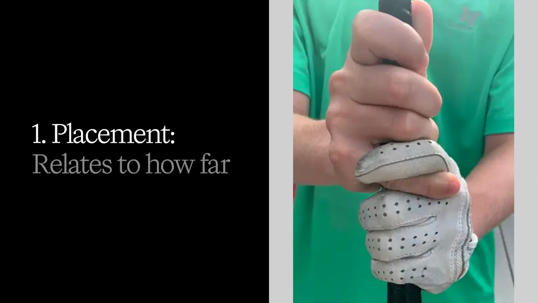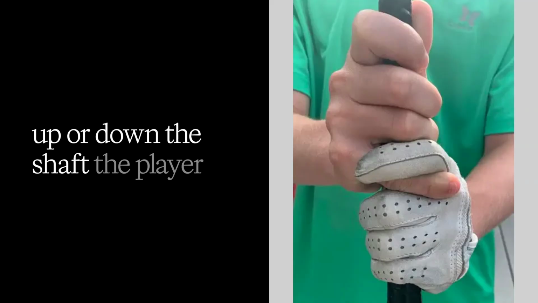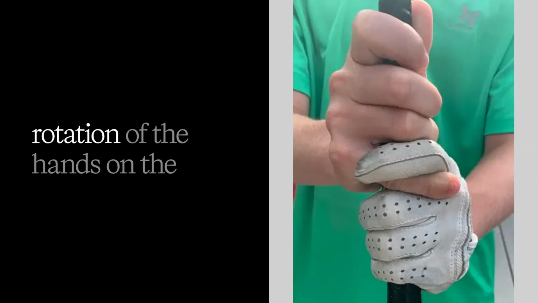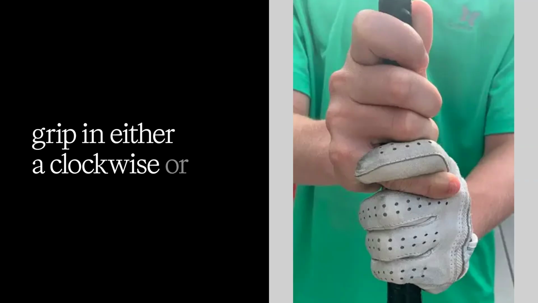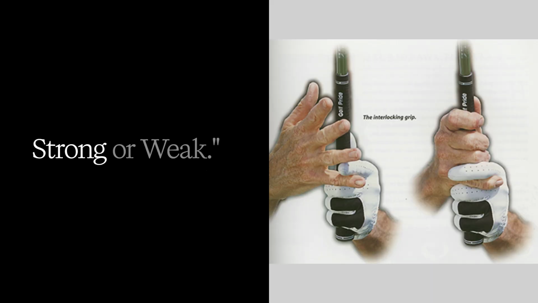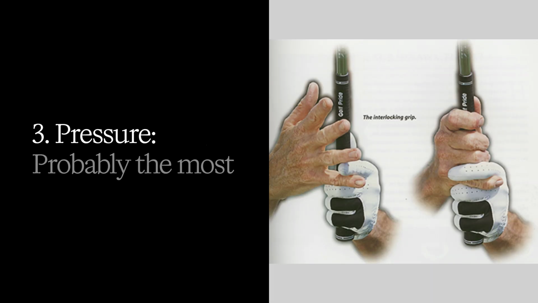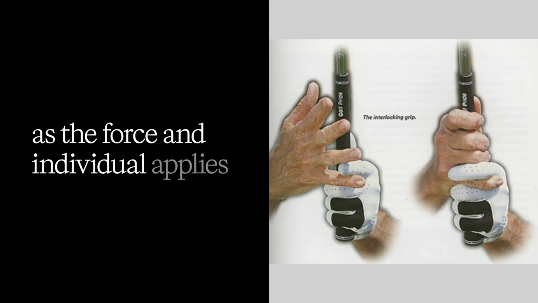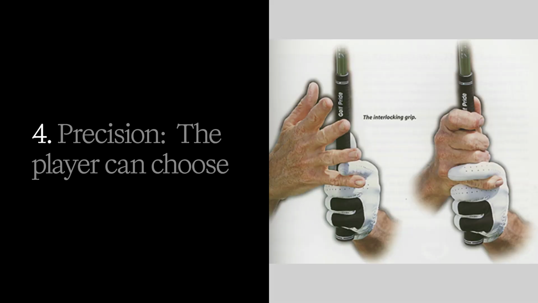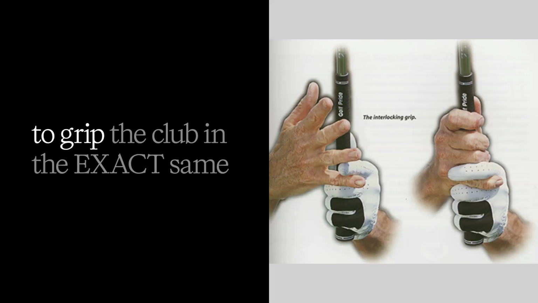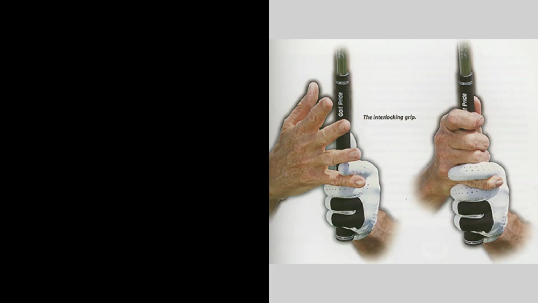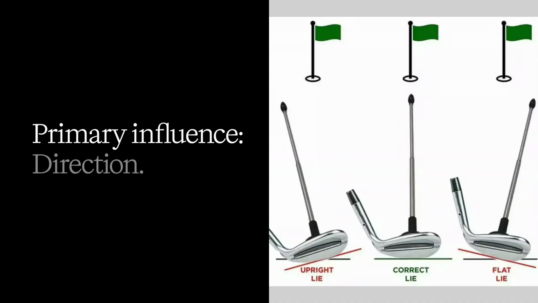1. Placement. Relates to how far up or down the shaft the player may place their hands on the club. 2. Positioning. Refers to the rotation of the hands on the grip in either a clockwise or counterclockwise direction, or, as we have been traditionally told, strong or weak. 3. Pressure. Probably the most elusive of the 4 points, described as the force an individual applies to the club as they hold it. 4. Precision. The player can choose to grip the club in the exact same manner each time, or be careless and non-exact.